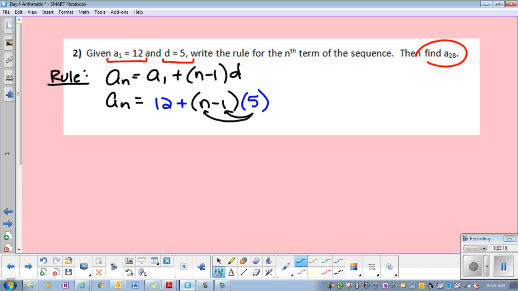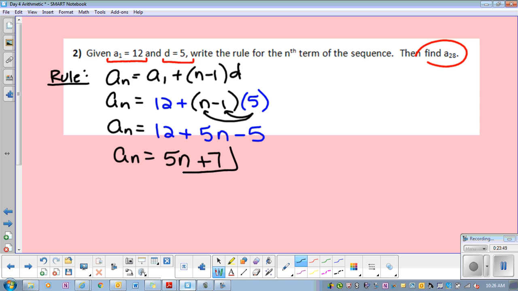Distribute. A sub n equals 12 plus 5n, negative 5. Good. And then remember, you can't leave it like this. You need to combine like terms. So you have 5n by itself. What's 12 minus 5? 12 minus 5. 7. Okay.